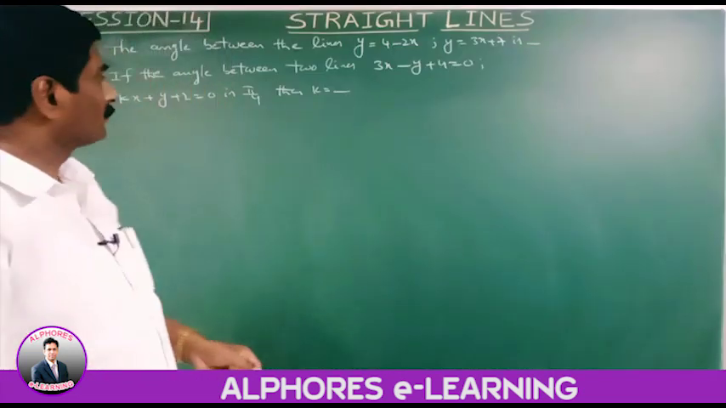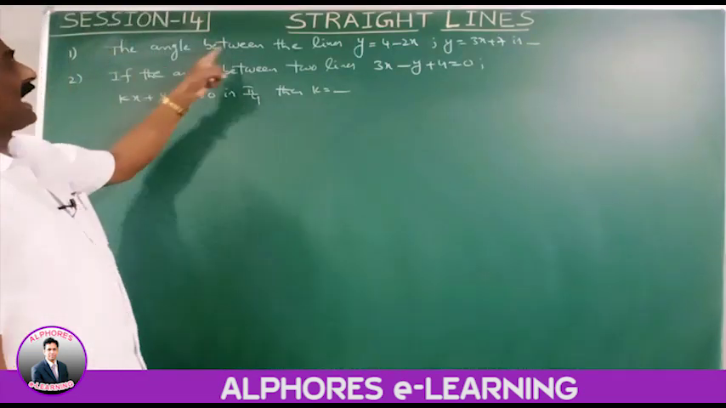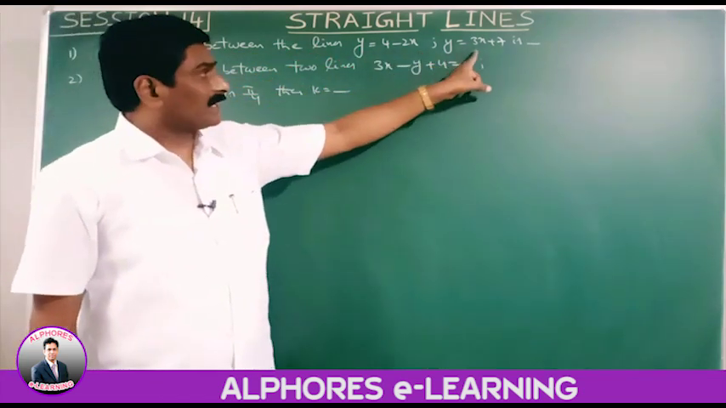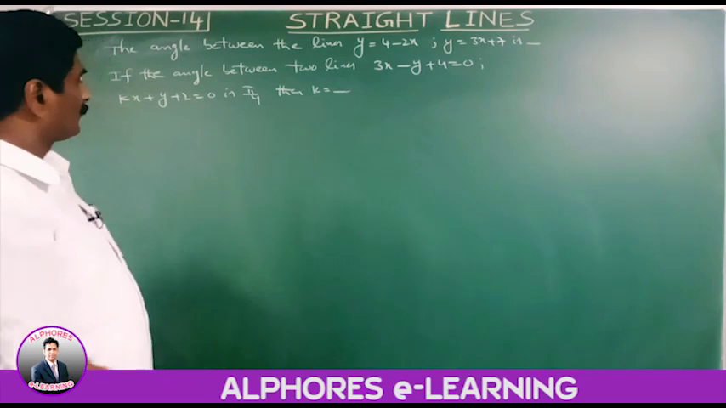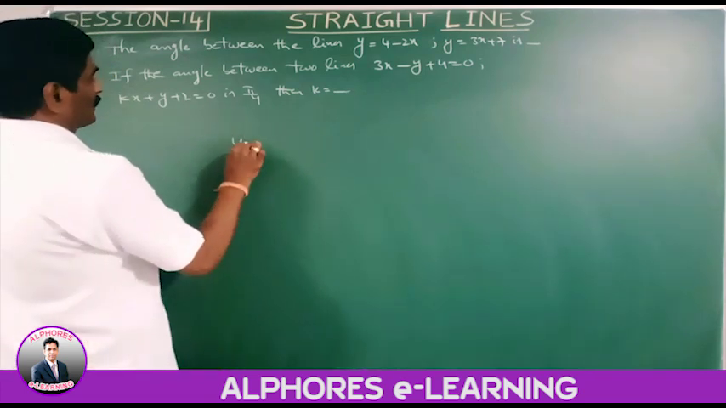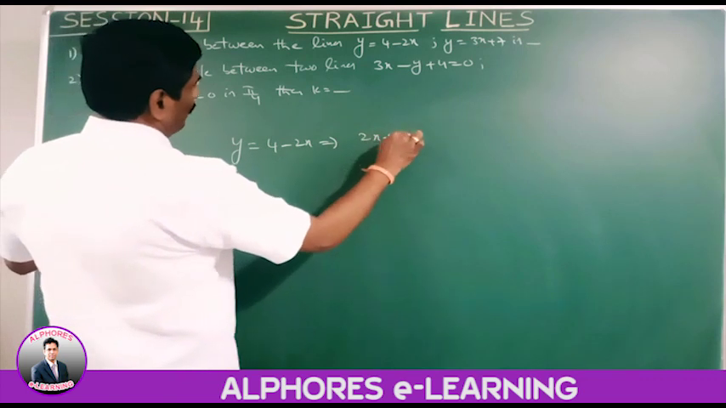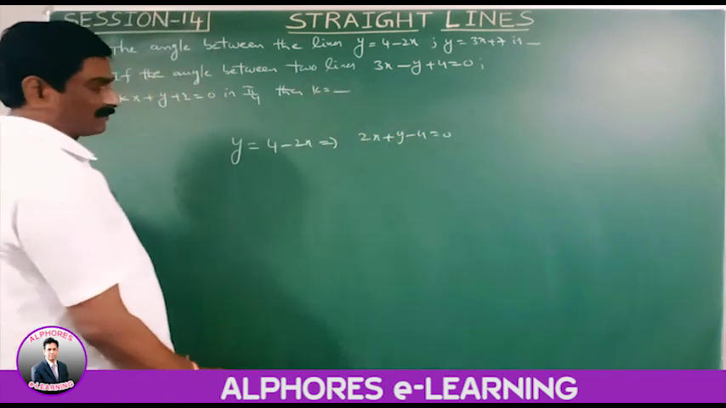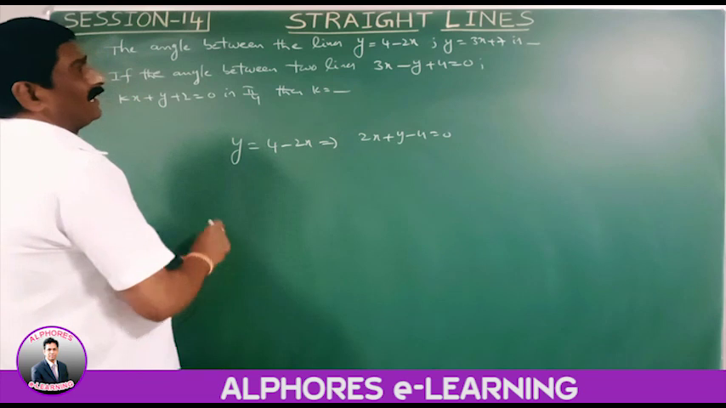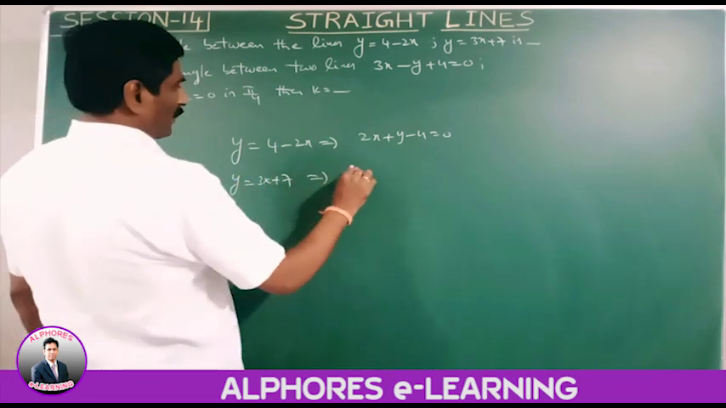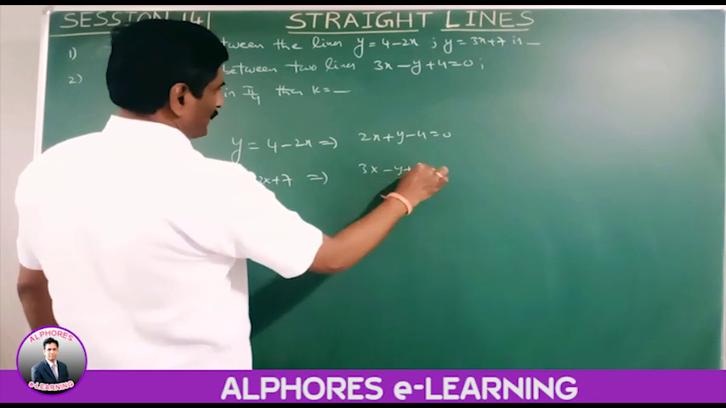Coming to the problems. First one: the angle between the lines y = 4 − 2x, y = 3x + 7 is dash. What are the given lines? y = 4 − 2x, that implies 2x + y − 4 = 0 is the first line. Okay, move these values to LHS. Next, what is the second line? y = 3x + 7, that implies 3x − y + 7 = 0.